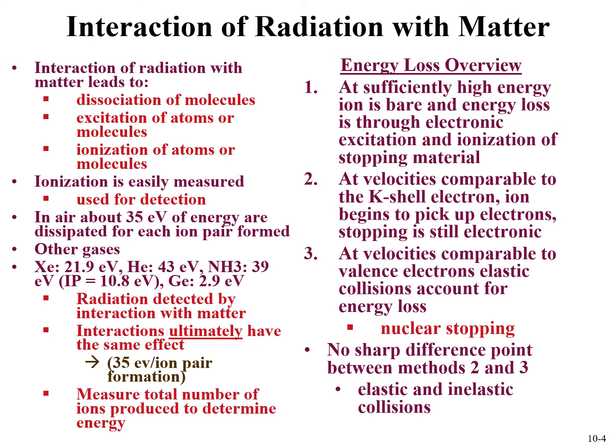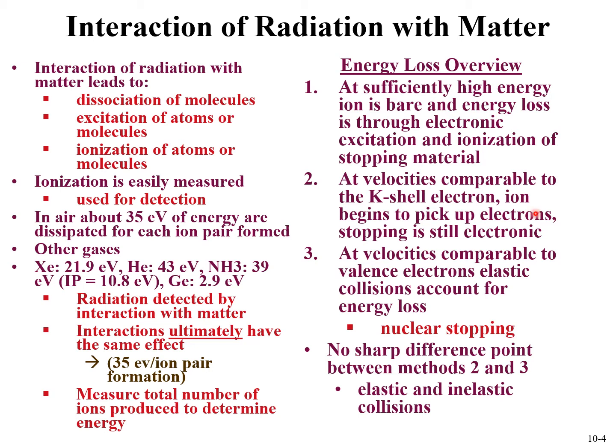Now, how particles interact with matter and how they lose energy, there are some common trends. At high energy, the ion coming in is bare, so imagine a helium nucleus coming in, no electrons, and the energy loss is through electronic excitation and ionization of the stopping material. Now, as the velocity of this particle starts to slow and becomes on the order of the electron velocity in the K shell of the material that it's traveling through, this ion can start picking up electrons if it's positively charged. So imagine helium starts to become charged.